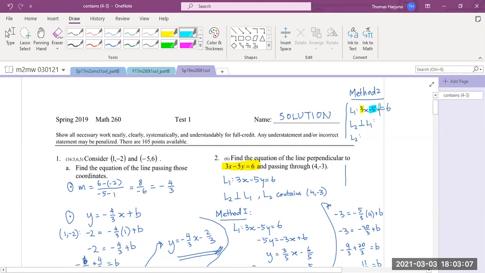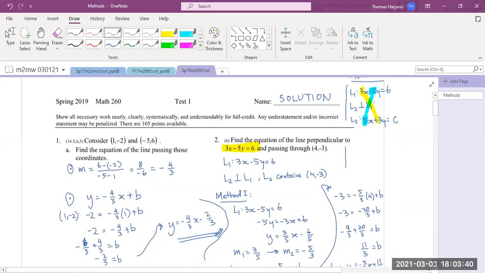You switch the coefficients and change one of the signs, not both, only one. So I will change that -5 becomes +5, and I will keep that 3 as 3. So I will have 5x plus 3y equals a constant. So every line perpendicular to line 1 must have this pattern.